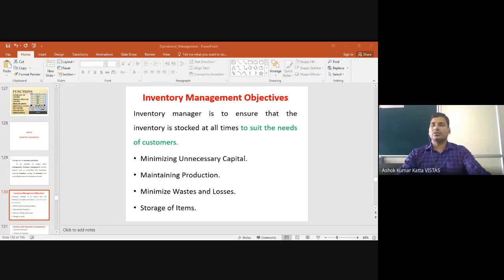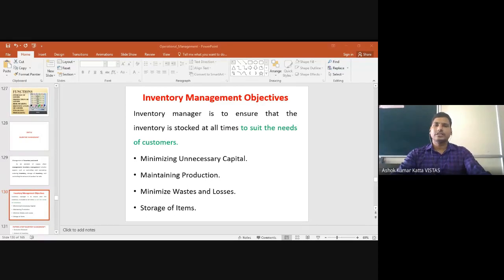Of course, sometimes what will happen, the company will have abnormal losses. These abnormal losses we cannot control, but by taking proper measures, normal losses we can control. So being in management, you should know very clearly how to control wastages in the organization.